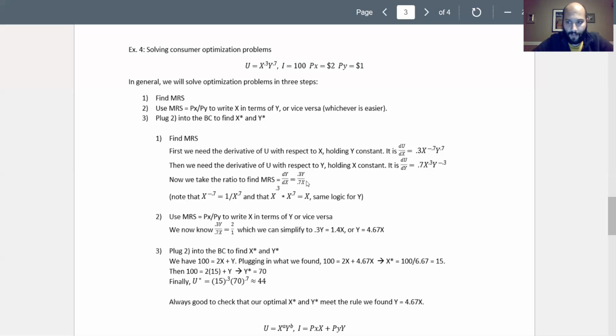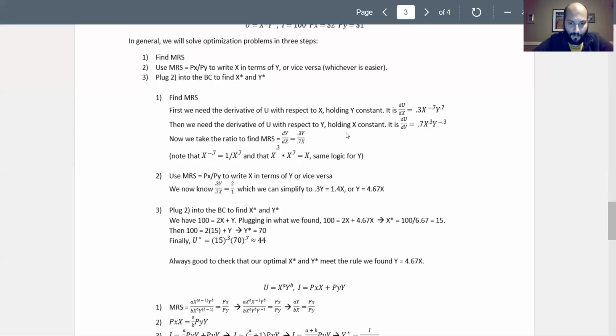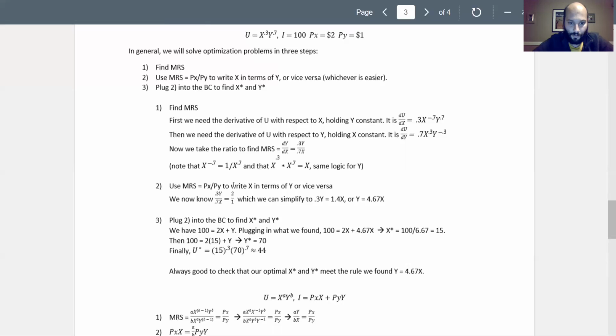We want to find the exact point of tangency, which is when this MRS equals the price ratio, px over py. So we can say our MRS, 0.3y over 0.7x, equals the price ratio, 2 over 1. And then we can simplify, right? This is 2, so multiply each side by 0.7x. We get 0.3y equals 1.4x. And then divide each side by 0.3 to get y equals 4.67x. Once again, if you're struggling with any of the algebra steps, just ask and we can do more practice.